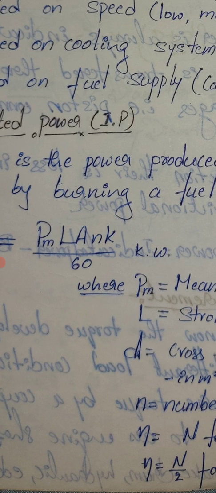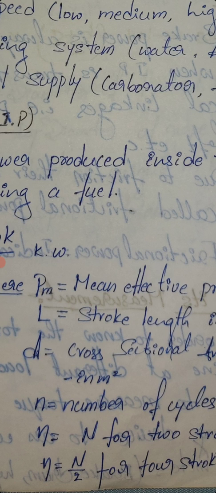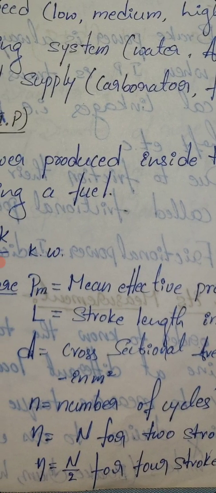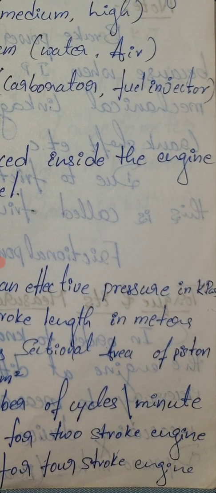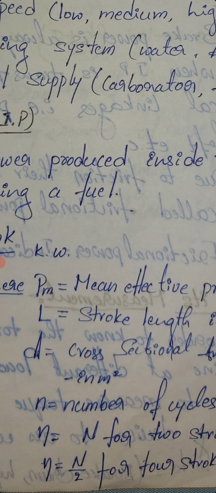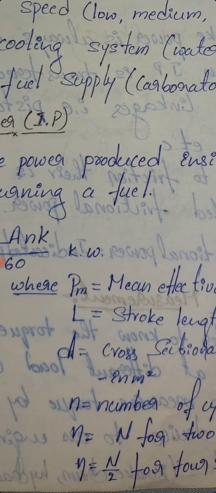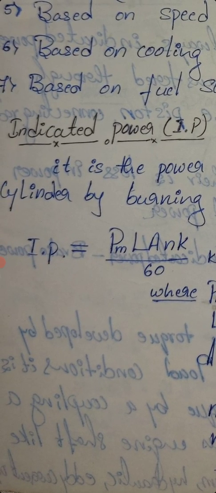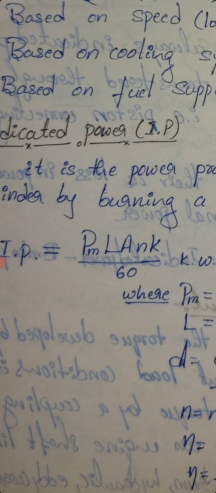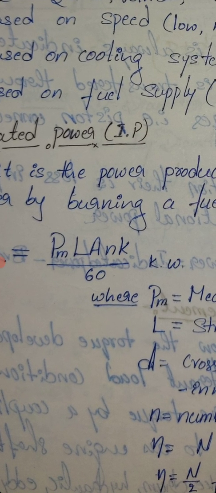So how to find the cycles depends on whether it is a 2-stroke engine or a 4-stroke engine. For a 2-stroke engine, small n is equal to capital N. I have written it here, you can note it down. Small n is equal to capital N for 2-stroke engines, whereas small n is equal to capital N by 2 for 4-stroke engines. So the formula for indicated power is Pm LANK divided by 60, in kilowatts.